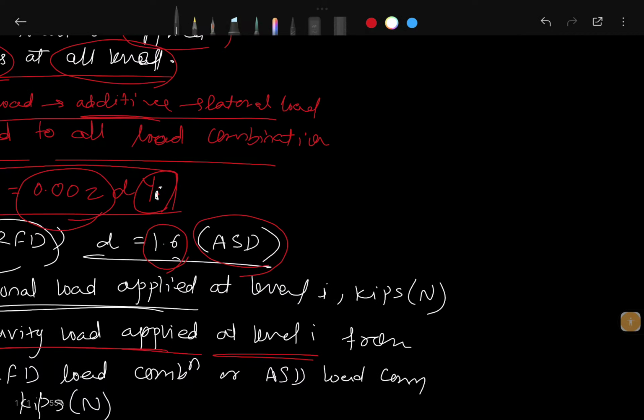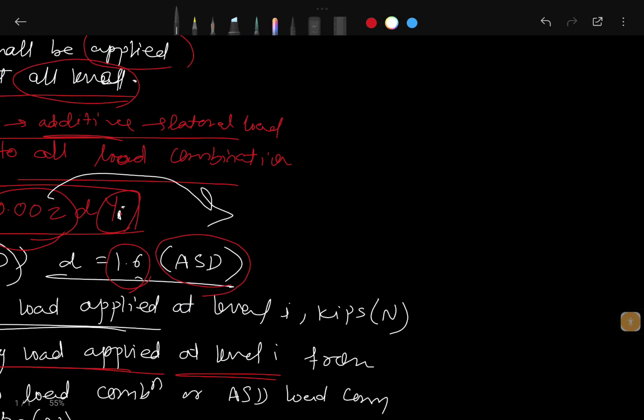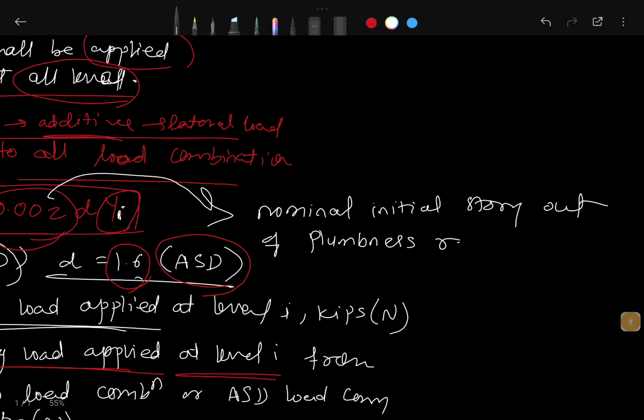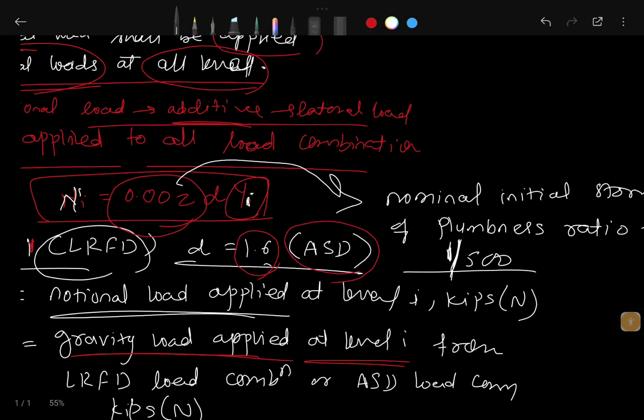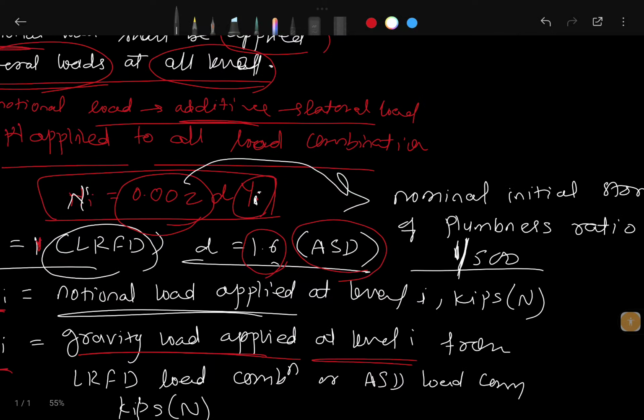For this, it's AISC 360-16, and I have given you some explanation. This coefficient 0.002 we have taken because of the nominal initial story out-of-plumbness ratio of 1 by 500. We have considered this, that's why we have used this coefficient.